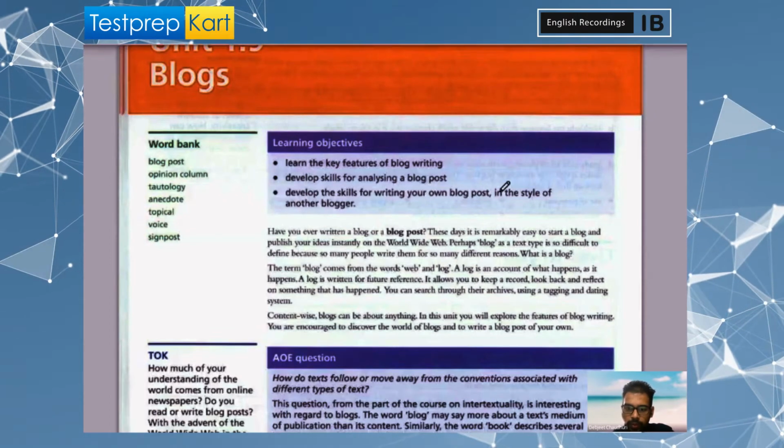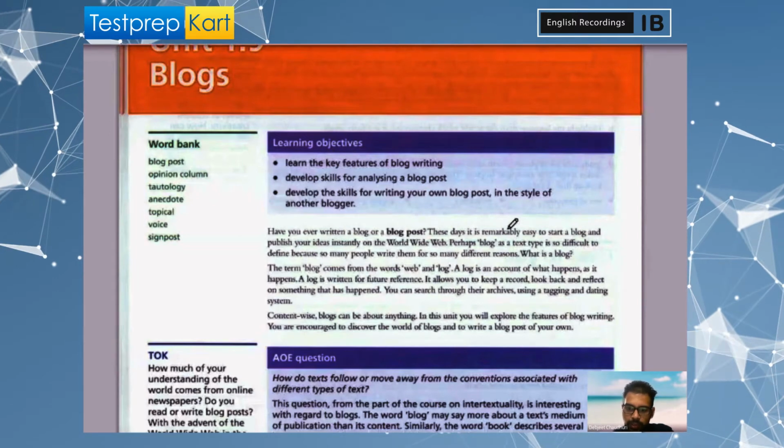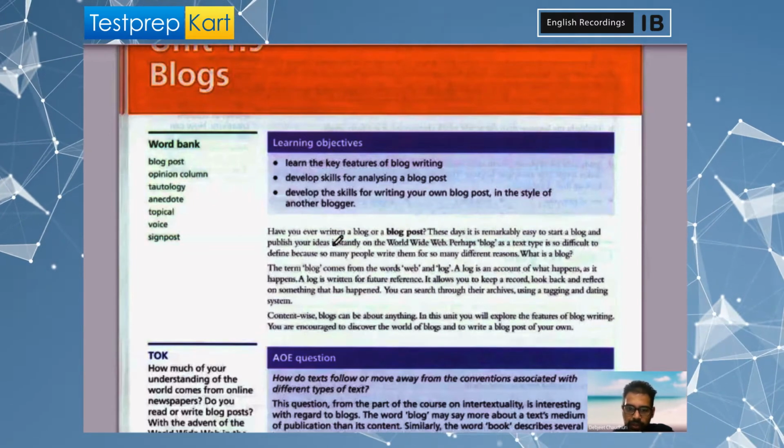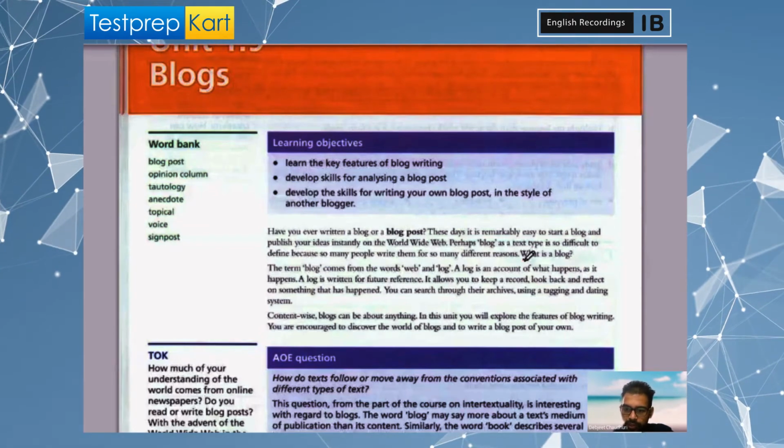True, yes. Okay. These days, it is remarkably easy to start a blog and publish your ideas instantly on the web. Perhaps blog as a text type is so difficult to define because so many people write them for so many different reasons. What is a blog?